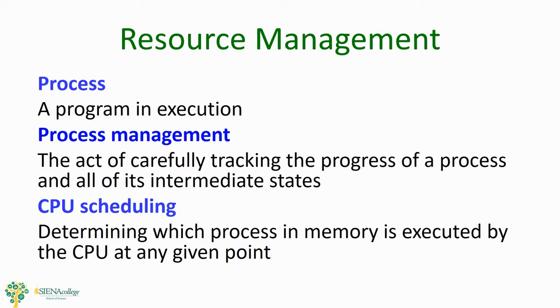Let's define a couple of terms. A process is a program that is currently running, a process in execution. Process management is the act of keeping track of the progress of a process and all the intermediate states. It's keeping track of the registers and all of its variables. CPU scheduling determines which process that's in memory is being executed by the CPU at any given point in time.